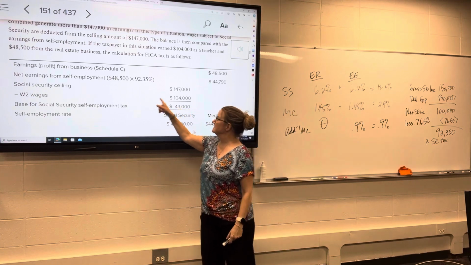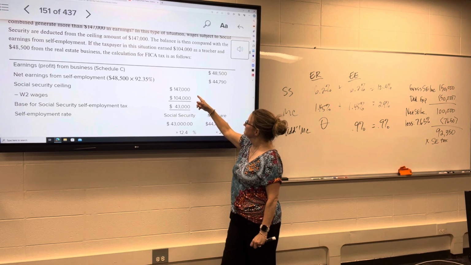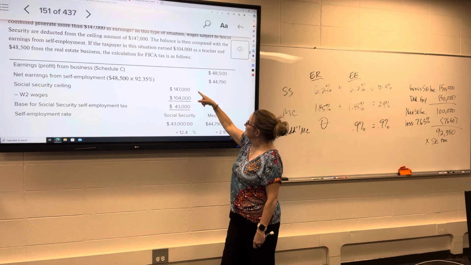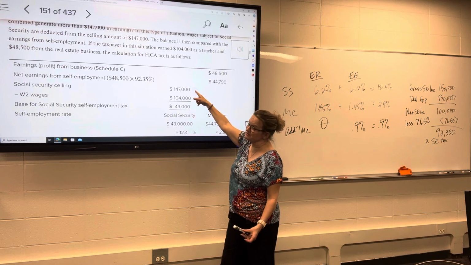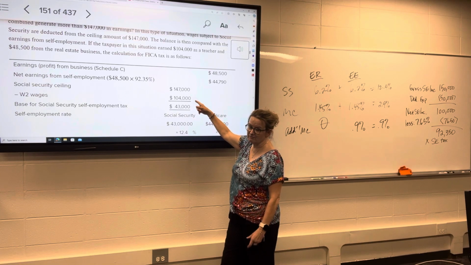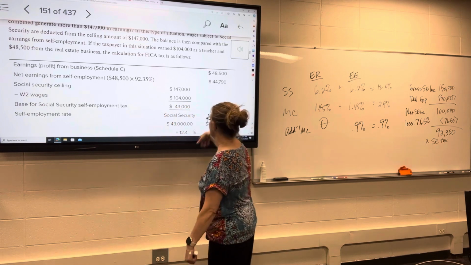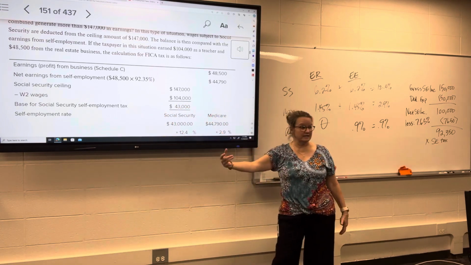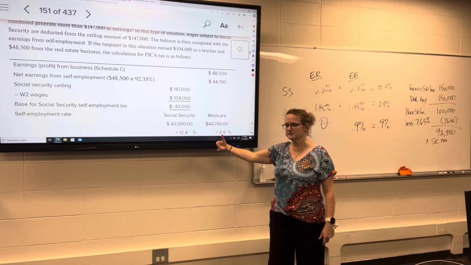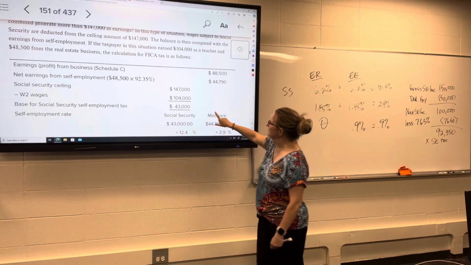But they also have W-2 wages of 104,000, right? So we would take the 147,000 minus the W-2 wages that they have earned, the amount that's already been subject to Social Security and Medicare tax. The remaining amount of earnings for this individual that could be subject to Social Security tax is 43,000.